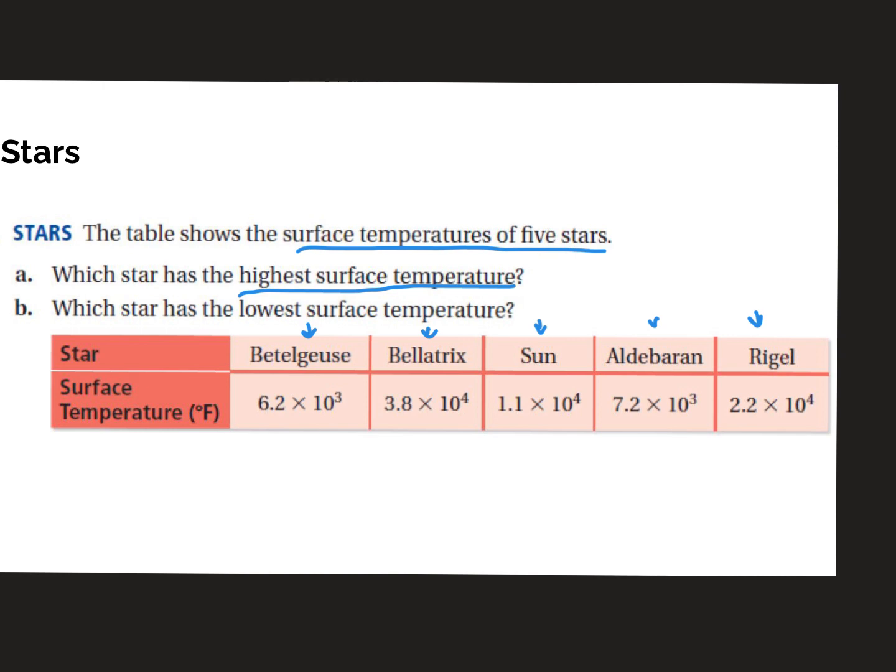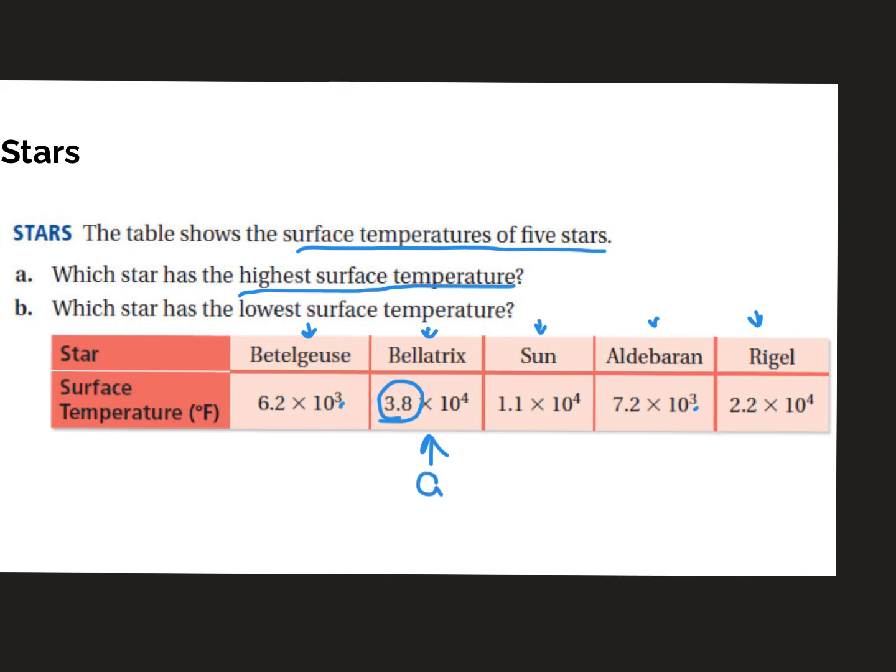Well, we first compare the powers of 10. I see Betelgeuse and Aldebaran have 10 to the third power, so it can't be one of them. So it's got to be either Bellatrix, the Sun, or Rigel. Remember, if we have the same exponent on our 10, which is 4 on each of them, we're looking for the biggest coefficient. So Bellatrix has the highest surface temperature. That's our answer for A.